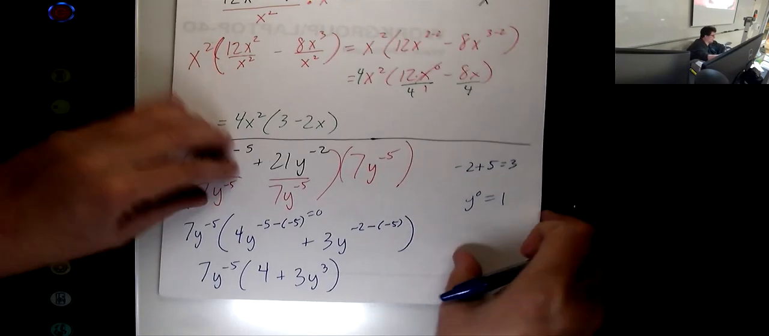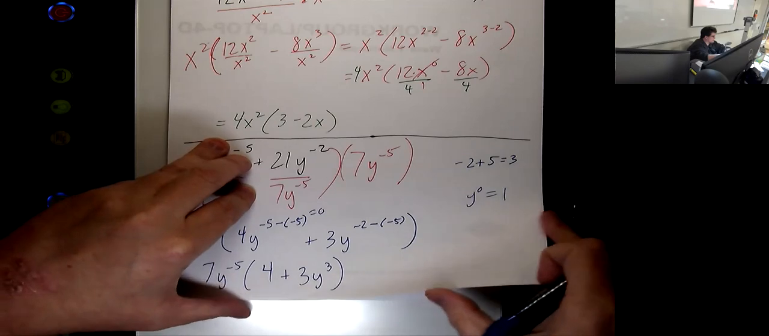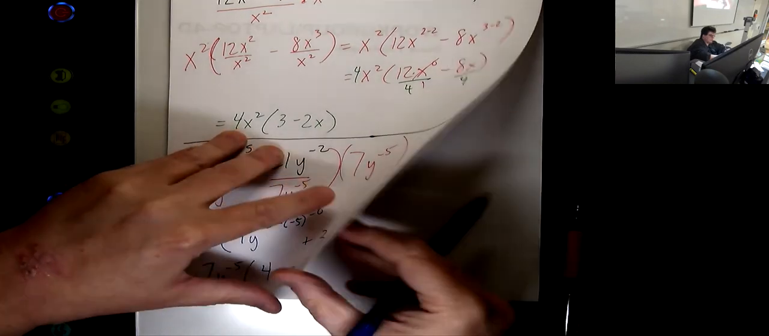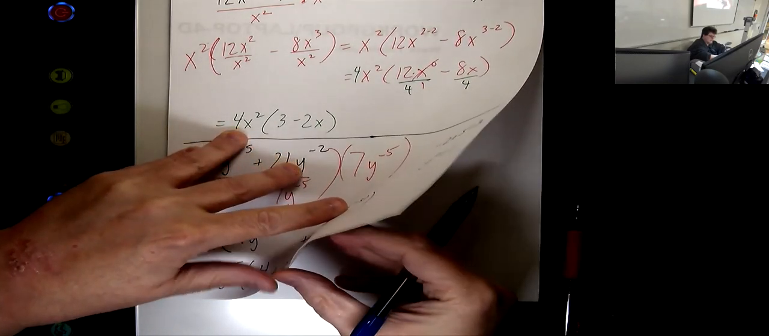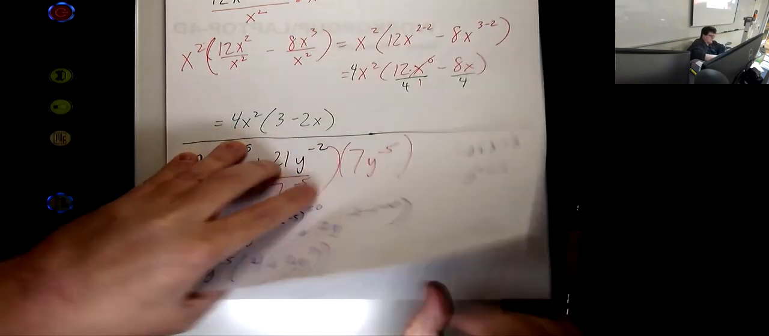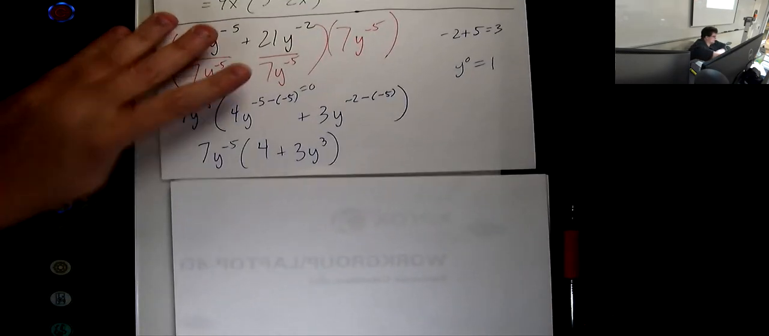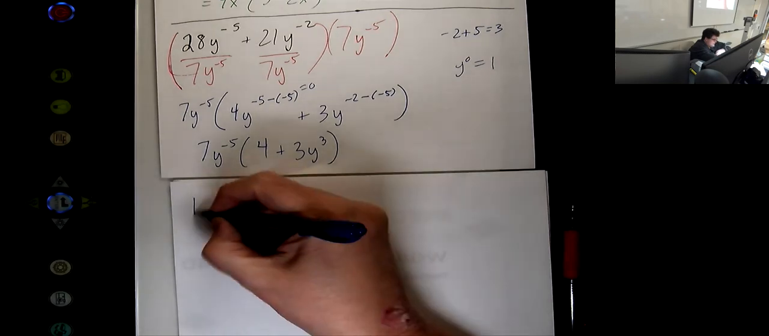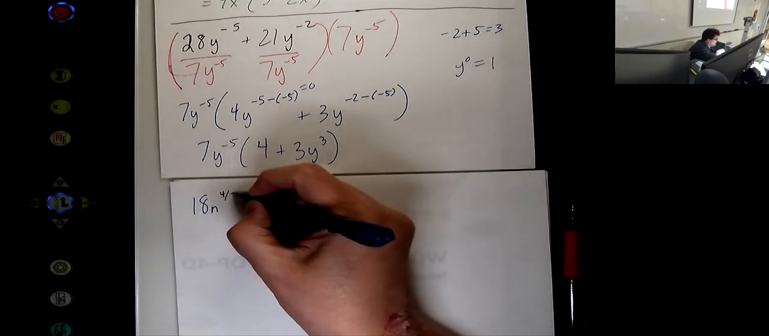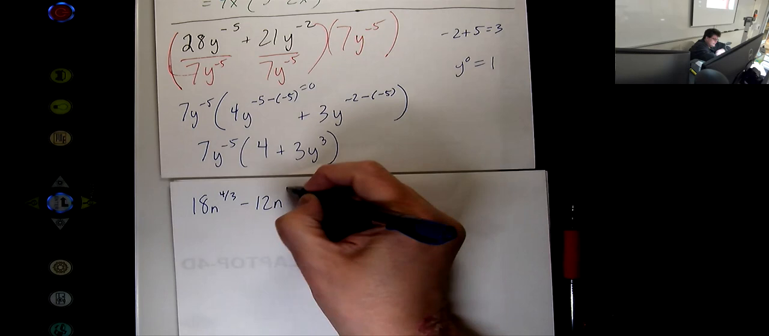Let's take it a little bit more awkward. Let's throw some fractions in it, because the same principle applies. 18n to the 4/3 minus 12n to the 1/3.